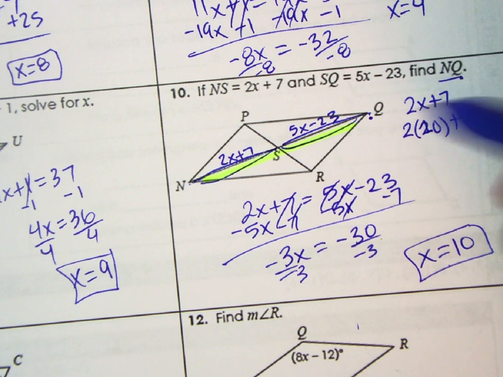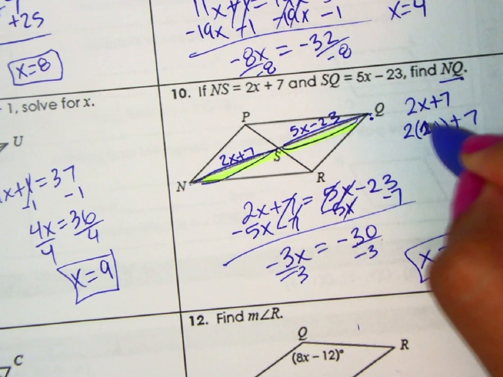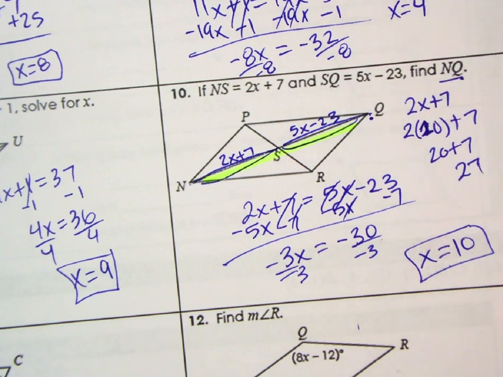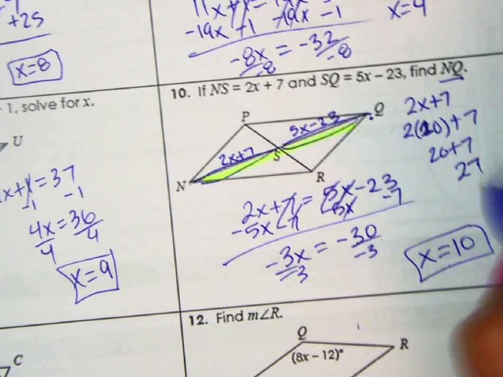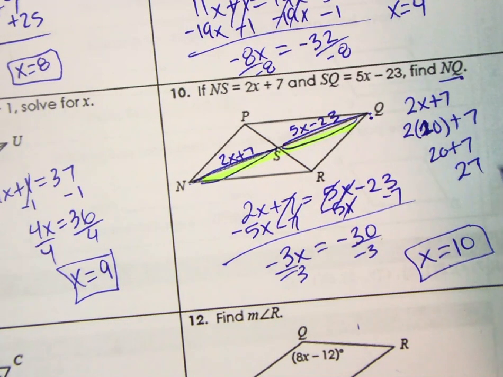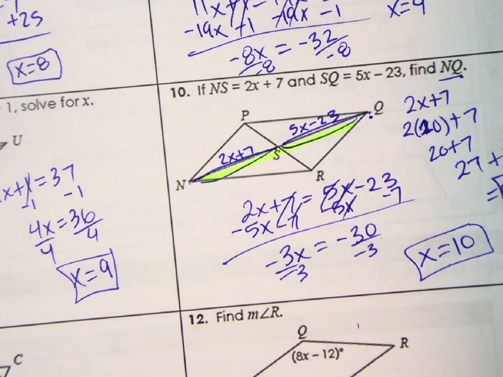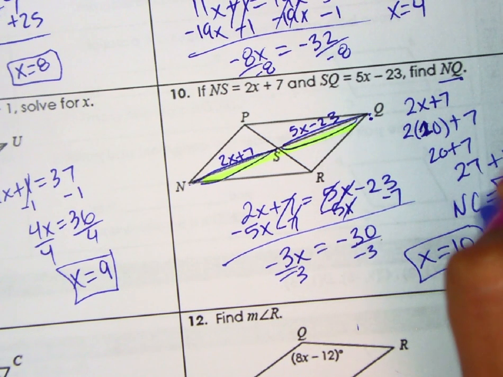Okay, so 2x plus 7 is one part, and then I substituted the 10 in there. So 2 times 10 is 20. 20 plus 7 is 27. So one part is 27, and then you're going to add another 27, and that's going to equal 54. So 54 is the answer to NQ.